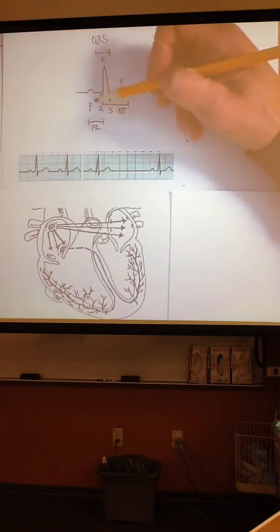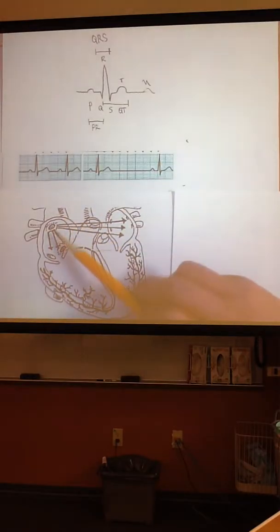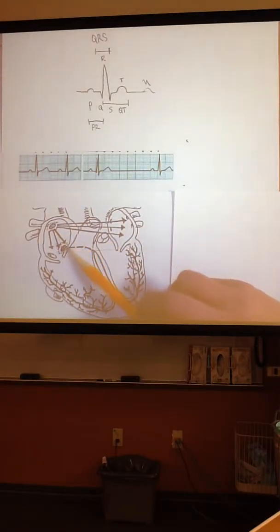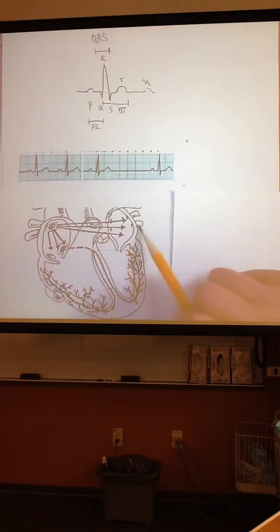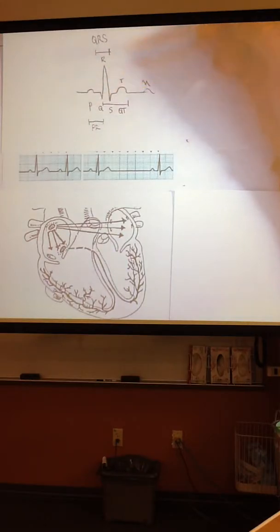So first, the P wave. The P wave is going to show us what's occurring during atrial depolarization. So the depolarization of both atria is going to occur right at that P. And I'm not concerned if you know the length of the P wave itself.